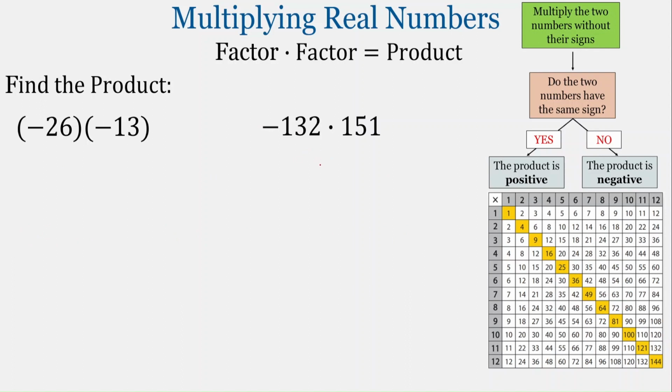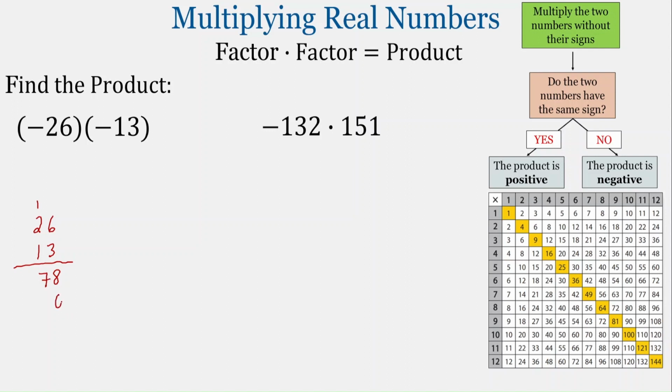Now we have two more difficult problems. The answer is not going to be on this 12 by 12 grid, but we will still use this 12 by 12 grid to get the answer. So let's start by multiplying the two factors together. So we have 26 times 13. 3 times 6 is 18. Drop down the 8, we carry the 1. 2 times 3 is 6, plus 1 is 7.